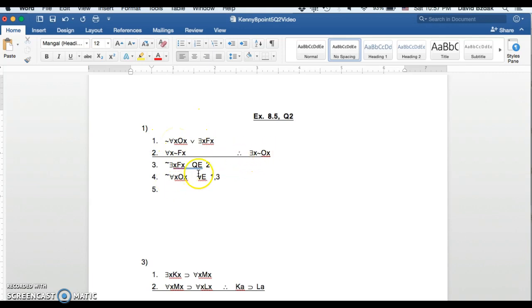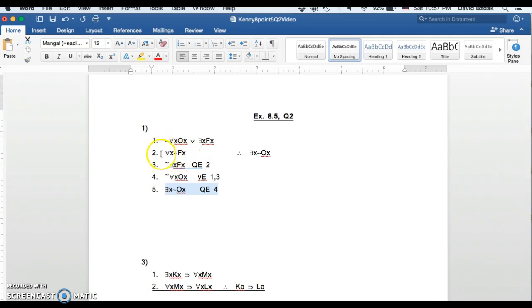Now this we can see is similar to our conclusion, but again, we need to change the universal to an existential, and we can do that if we just jump the negation over. So we get our conclusion on the next line, and that's by QE of 4. So that's how the quantifier exchange rule works. You move the negation from one side of the quantifier to the other, and again, you notice you can go either way.